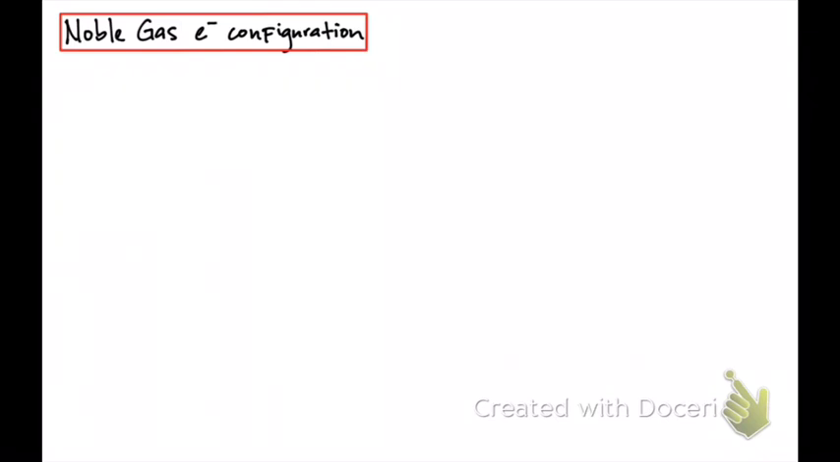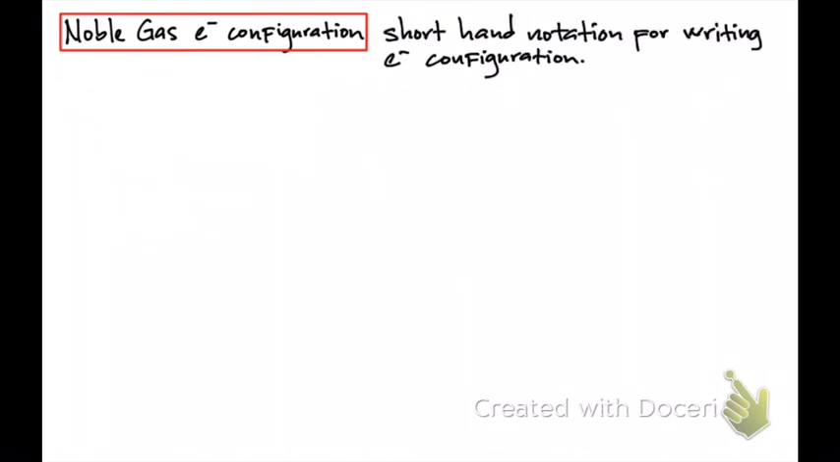So far we've looked at two different concepts. The first one is electron configuration, and the second one is orbital diagram. The third concept that I want to show you here is noble gas electron configuration, which is supposed to be a shortcut for writing out electron configurations. By definition, a noble gas electron configuration is the shorthand notation for writing out electron configurations.